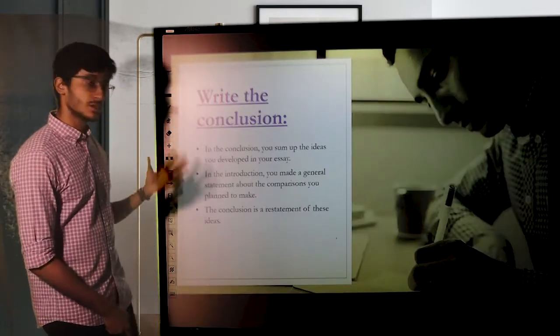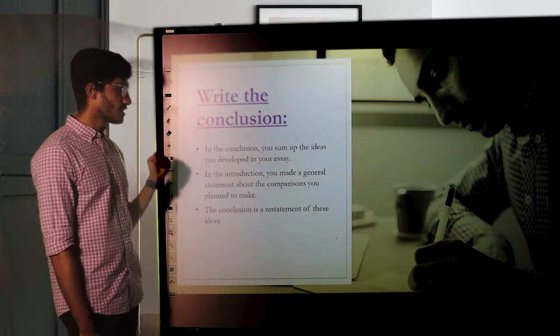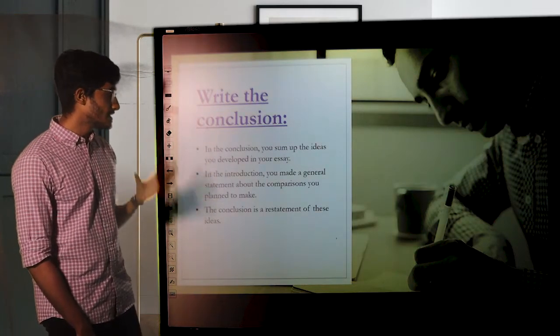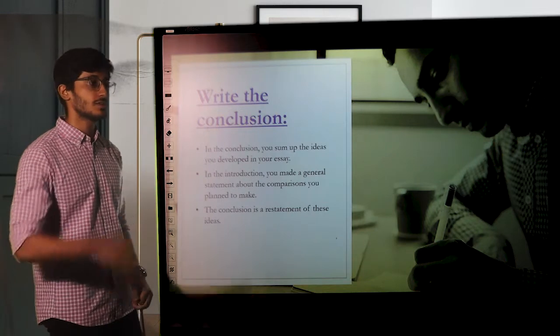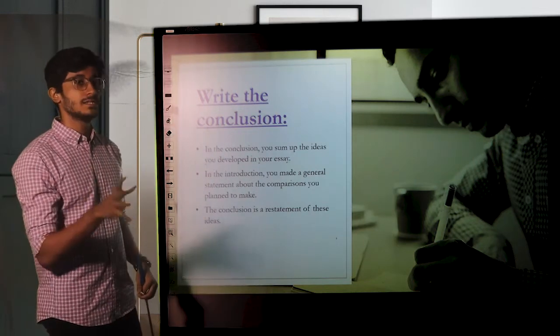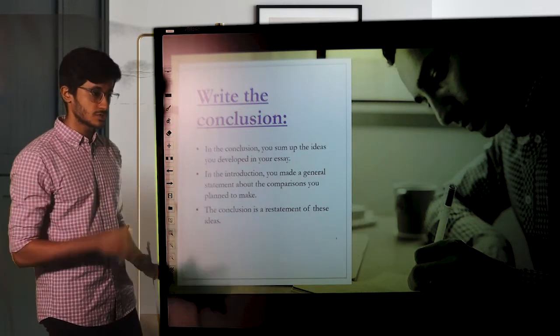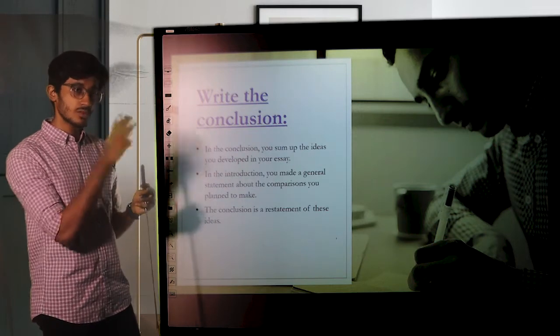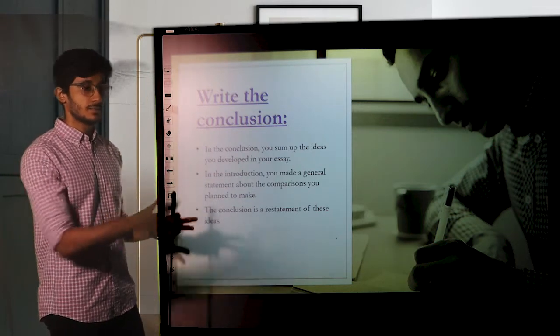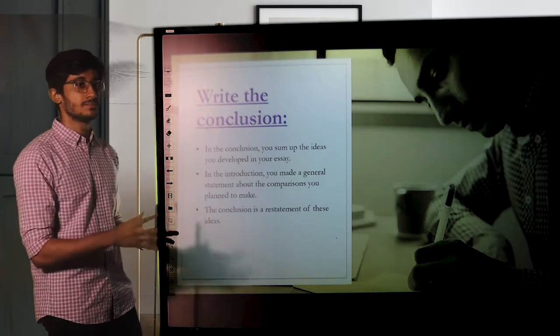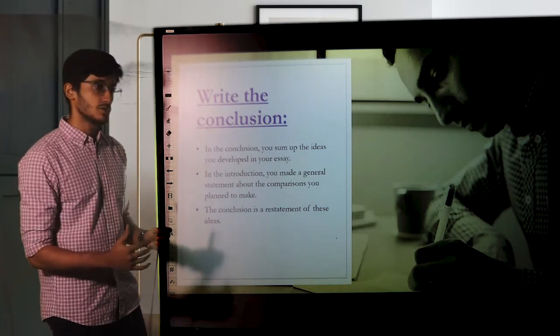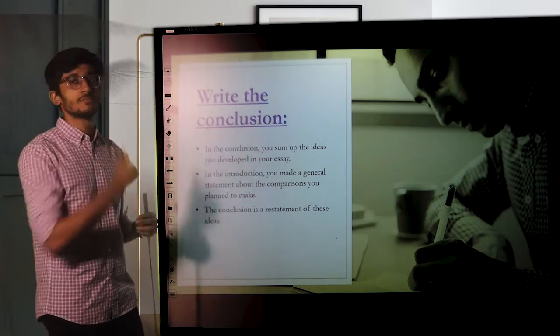So now we have come to the conclusion: how to write the conclusion. In the conclusion, you sum up the ideas you developed in your essay. The introduction tells you what you are going to write in the body, basically what the graph is about. And in the conclusion, you're going to sum up the ideas that you have mentioned until now.